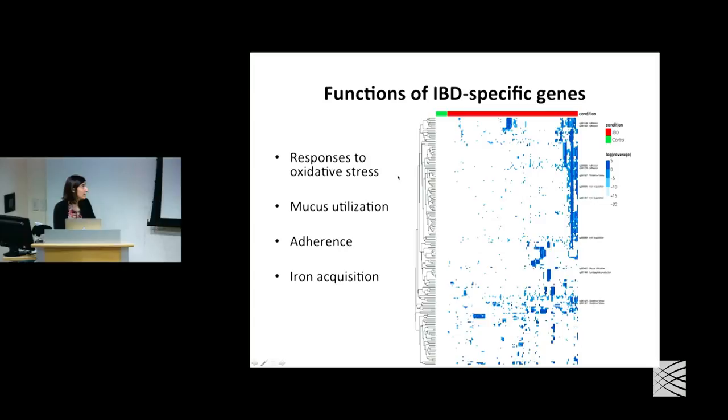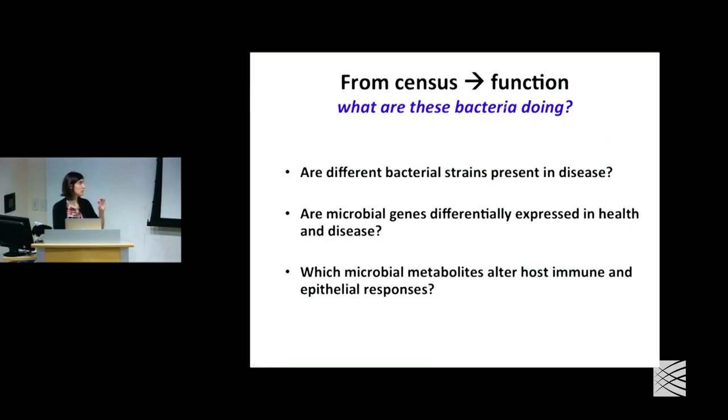The genes were enriched in those that are responding to oxidative stress, those giving the microbe the ability to utilize mucus, genes for adherence, as well as lots of genes involved in iron acquisition. So these are all factors that could contribute to how the microbe interacts with the host in the gut. So here I'm wrapping up that story. Basically, we've shown that there are different strains that are present in disease. We can even get at what genes are different in those strains, and now we can start to dig deeper into the functional relevance of those genes.